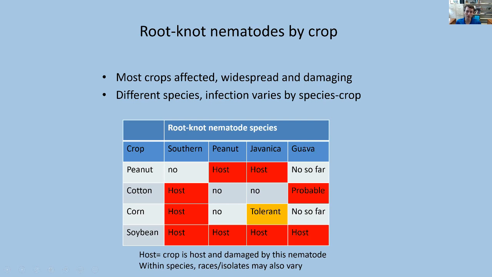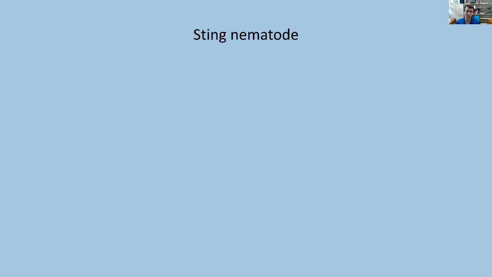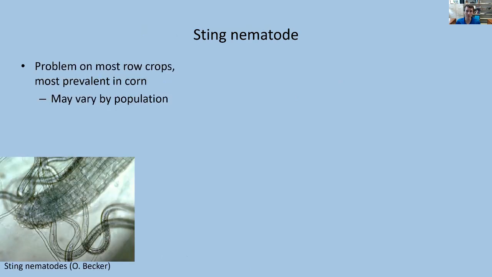And then I also mentioned guava root knot nematode because it's been an emerging problem, especially in North Carolina. A little bit less is known about this nematode, but what we know so far is that soybean is likely a host and cotton tends to be a host, although it seems to vary a little bit by what population of the guava root knot nematode you have. So again, there are different species of root knot nematode, and depending on what species you have, it's going to affect different crops.